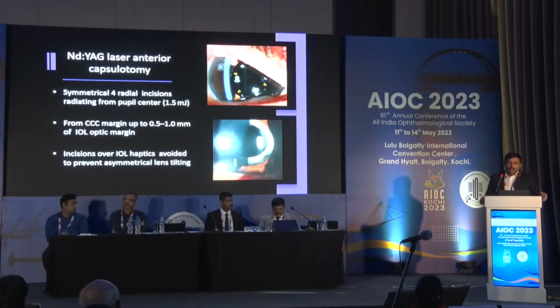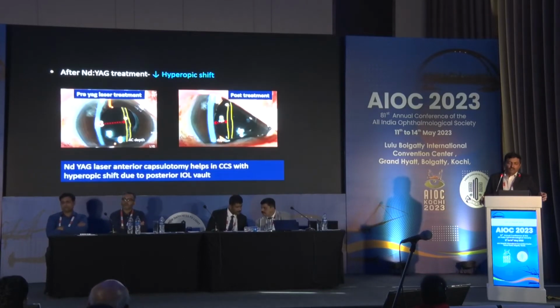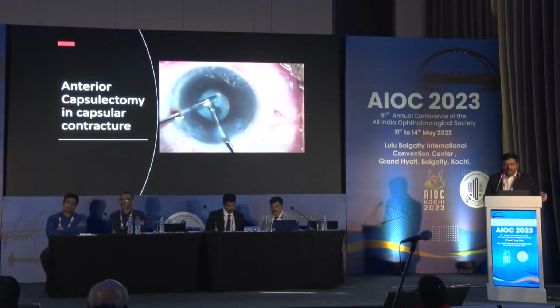How to do it? You can put 4 symmetrical incisions at the capsular rim, so that it causes relaxation. Start at the edge of the capsular axis and extend it towards the periphery. Incision over the IOL haptic should be avoided to prevent asymmetrical lens tilting. So anterior capsulotomy is a simple procedure by which you can get it off. Once you do that, you can clearly see that the hyperopic shift we had because of the lens vault is reduced. So it is one of the simple and effective methods of treatment.